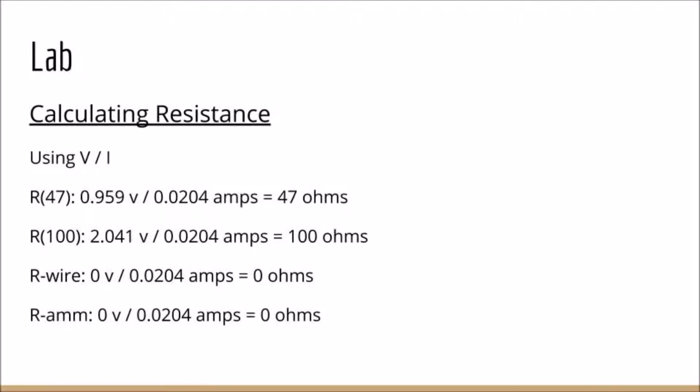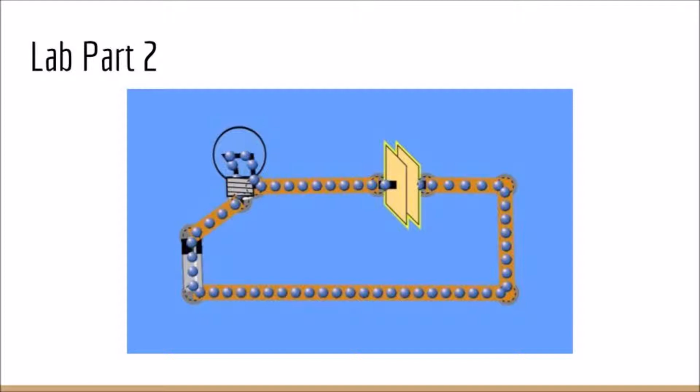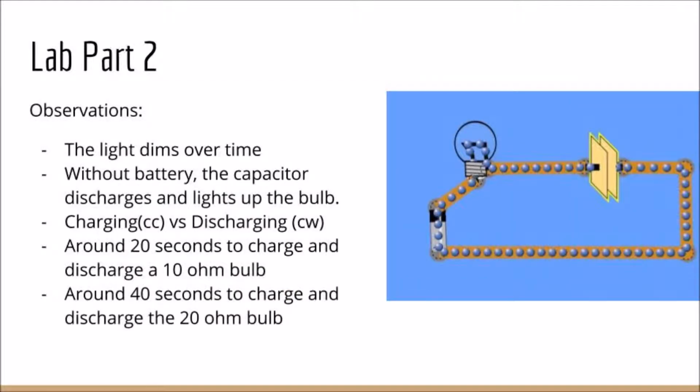In the second part of the lab, we were to simulate an RC circuit using a 10 and 20 ohm light bulb, a 200 millifarad capacitor, and a 9 volt battery. In this first part, we observed the behaviors of circuits when charging and discharging the capacitor. When charging, we notice that the light bulb brightens, then dims over time. When discharging, the same thing happens. The bulb brightens again and then dims over time.